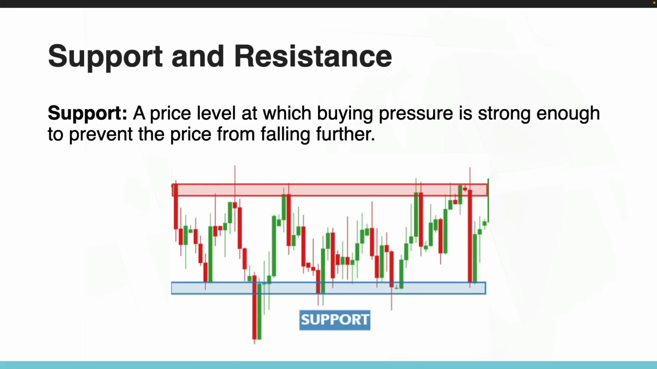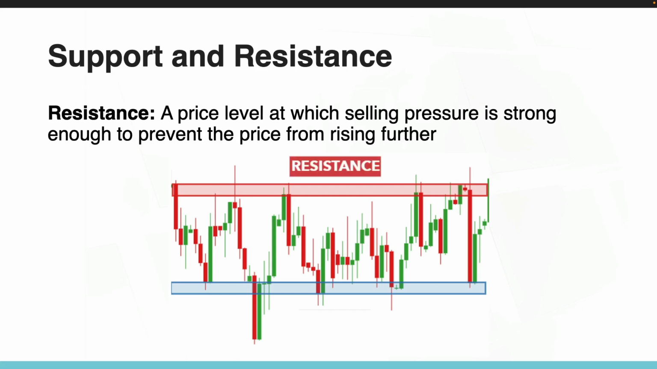In this video, we'll be talking about support and resistance. Support is a price level at which buying pressure is strong enough to prevent the price from falling further. You can see in this diagram, we have support drawn out in the blue rectangle over here. And when there are multiple touches on the support, it just means that you have a strong support level.